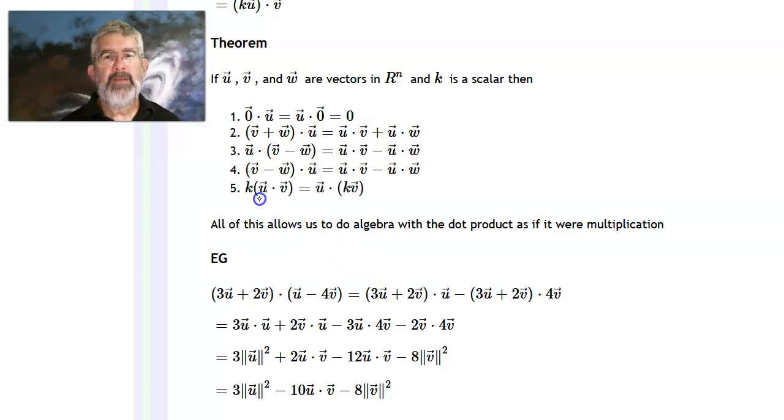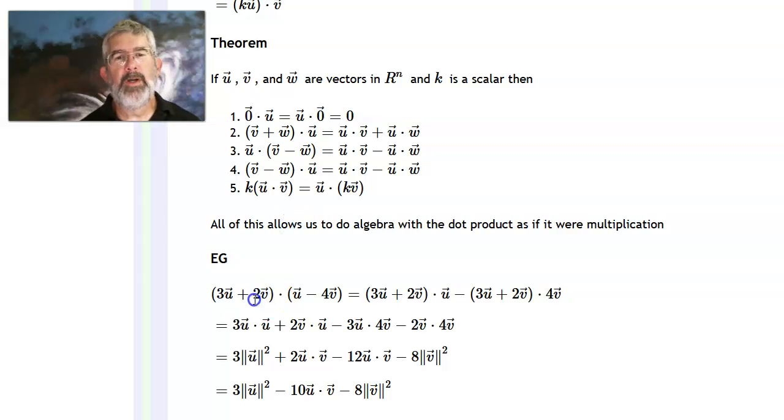The fact that I've got this property here, number 5, and the one I proved up above, essentially means that I don't need the parentheses in there, that it doesn't matter whether you dot it first and then multiply by k, or multiply the first one by k, or multiply the second one by k, and then do the dot product.